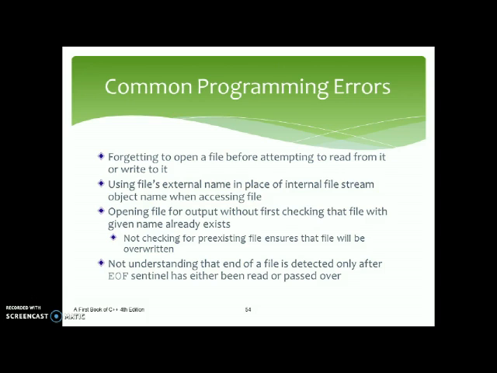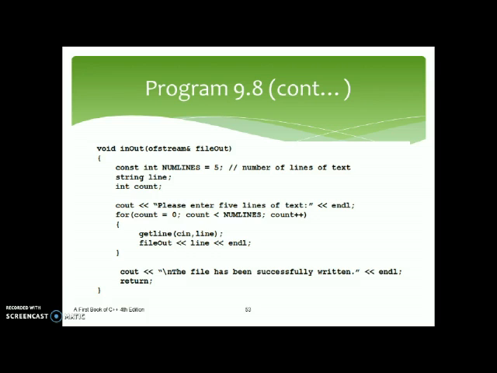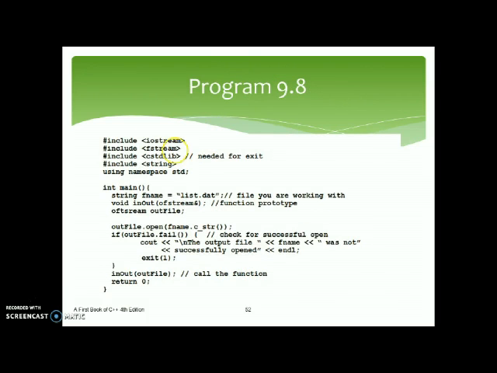Next, trying to use the file's external name in replacement of the internal file stream object. Now remember, going back to this slide here, this is a file stream object, which is a variable or an object of type stream. And when we talk about the file external name, that is actually referring to list.dat. So this is the external name for the file, and this is the object that is going to represent the file and refer to the file.